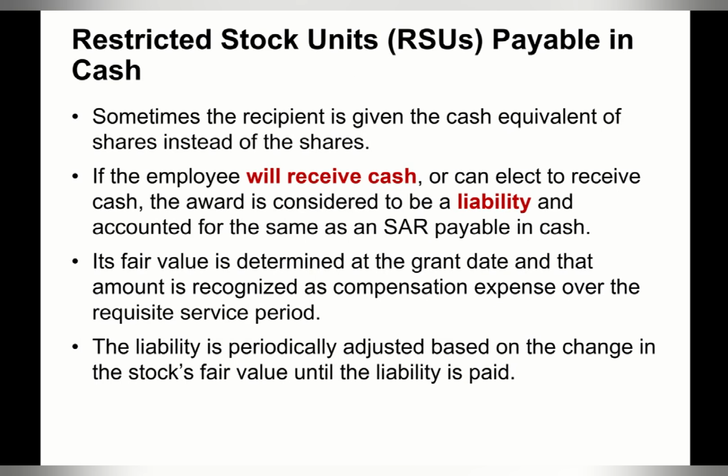Restricted stock units payable in cash. Sometimes the recipient is given the cash equivalent of shares instead of the shares. If the employee will receive cash or can elect to receive cash, the award is considered to be a liability and accounted for the same as an SAR payable in cash. Its fair value is determined at the grant date, and that amount is recognized as compensation expense over the requisite service period. The liability is periodically adjusted based on the change in the stock's fair value until the liability is paid.